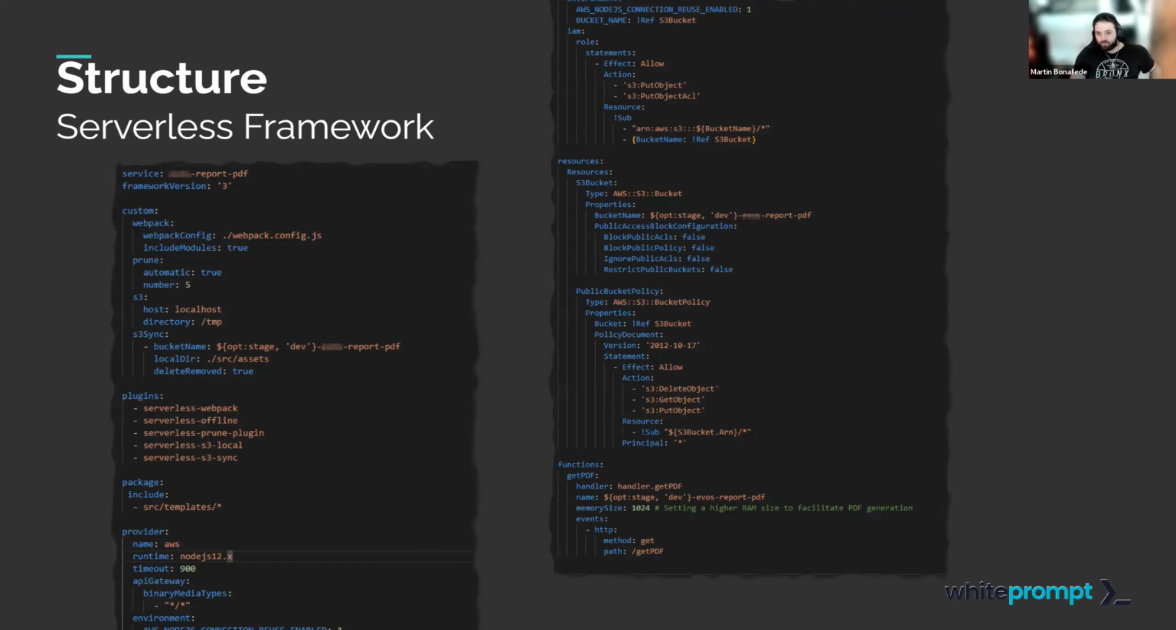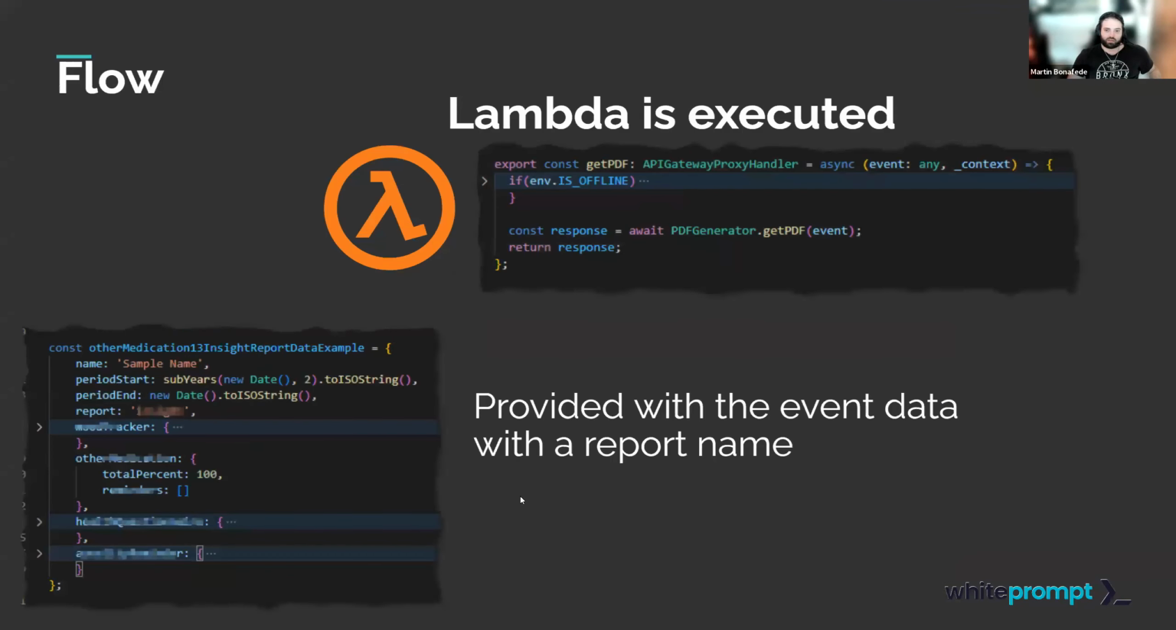Well, here we have the serverless file. If someone wants to know, here we use Webpack, Offline, Prune, S3 Local, and S3 Sync. We have a lot of plugins to make it work. But basically, this is the serverless file that will be available to show how you create an S3 bucket from serverless. And the Lambda, most of us, if we are here, we know about Lambdas. So this is part of the example. The flow.